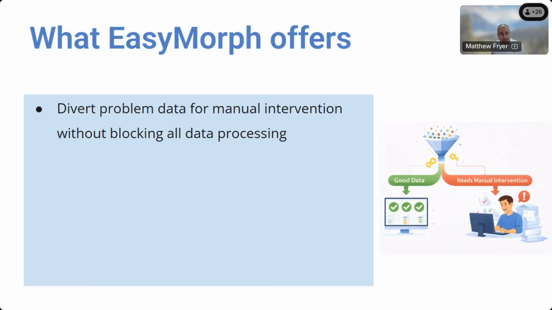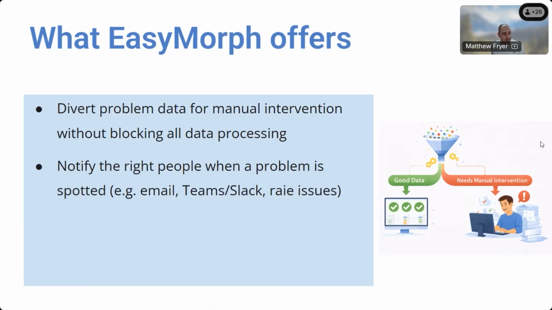EasyMorph can help us again by building that logic into our workflows. We can divert problems to people to investigate and allow all of the good data that passes all of that validation to continue through to the next step in the process. So we only slow down the data that is a problem, and everybody else's data continues to flow through the system at the fastest possible speeds.